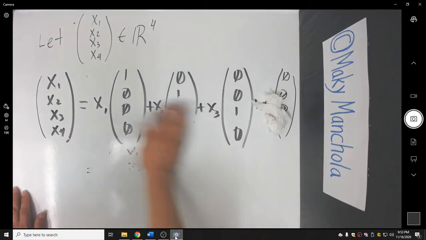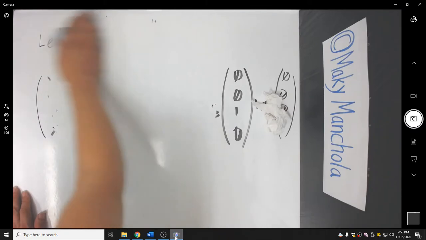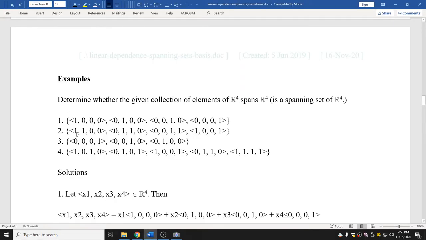All right, let's do another one. So is the collection (1, 1, 0, 0), (0, 1, 1, 0), (0, 0, 1, 1), (1, 0, 0, 1) a spanning set of R4?